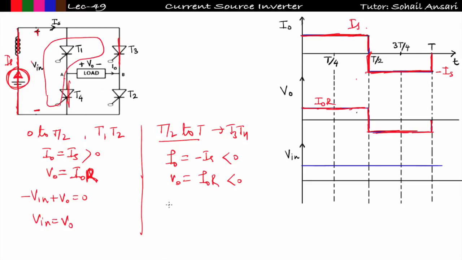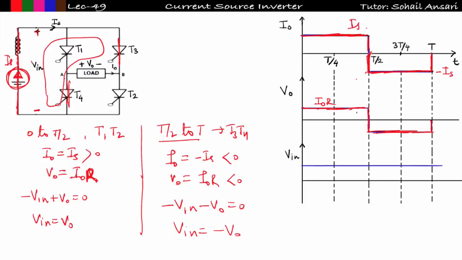If you apply KVL in this loop, then it will be minus V in minus V naught is equal to 0. So from here input voltage will be equal to minus V naught. So from 0 to T by 2 input voltage will be V naught, and from T by 2 to T input voltage will be minus V naught.